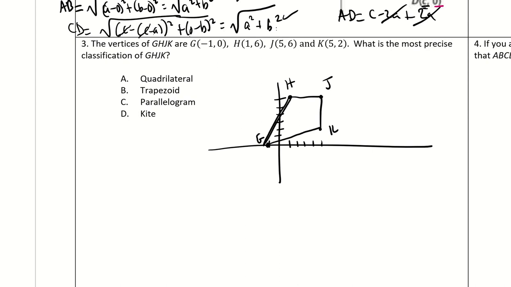All right, so this looks like a kite, right? So we're going to need to prove that it's a kite. To prove that it's a kite, we need to prove that these two are congruent and then these two are congruent. Okay, so that's what we need to prove. We don't know that yet.